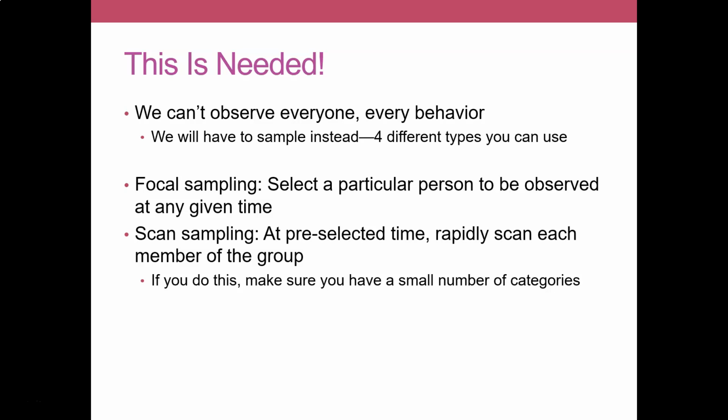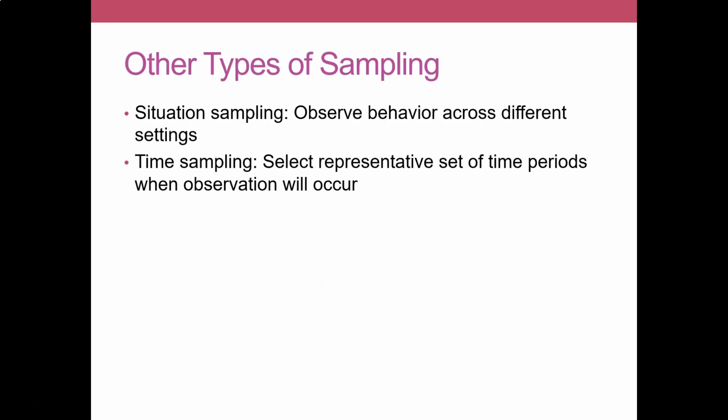Now, if you're planning on doing this, make sure that you have a small number of categories. If you have 17 different behaviors that you're looking for, you are not going to be able to mark them all with a rapid scan like this. We can do situation sampling, where we observe behavior across different types of settings. I might look at seating patterns at a dining hall. I might look at seating patterns at a mall food court. So I can look at behavior across different settings.